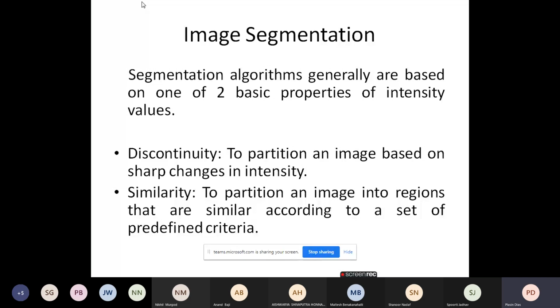Approach. Okay, so that's why we say two basic properties of intensity values for image segmentation are discontinuity and similarity. Are you able to understand? Students, please respond. Okay, so we'll go ahead.